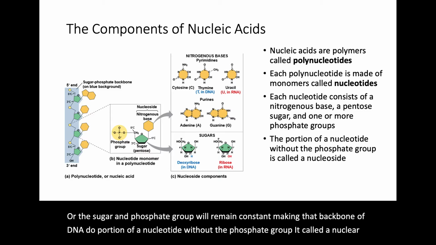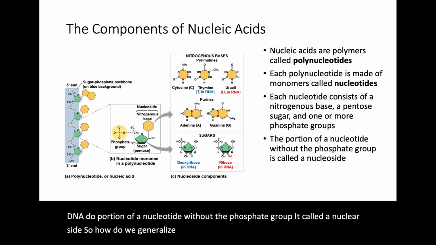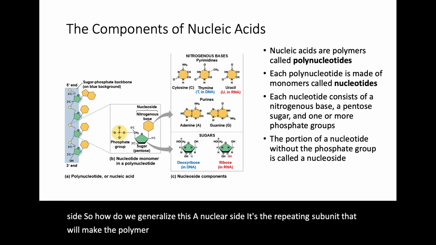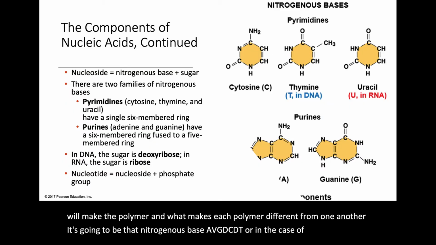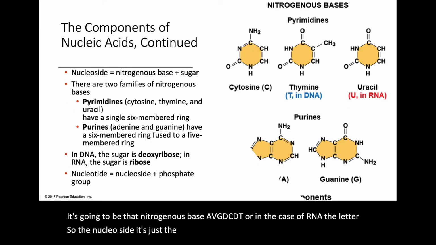So how do we generalize this? A nucleoside is the repeating subunit that will make the polymer, and what makes each polymer different from one another is that nitrogenous base, the A, the G, the C, the T, or in the case of RNA, the letter U. So the nucleoside is just the nitrogenous base plus the sugar.